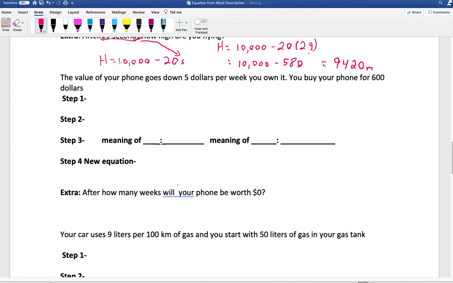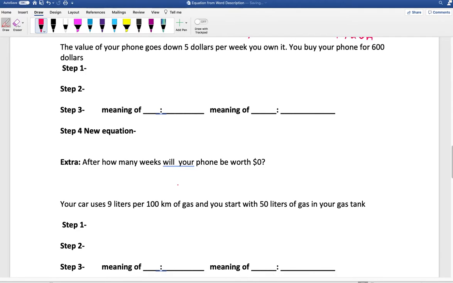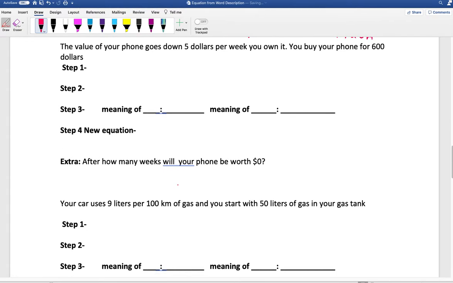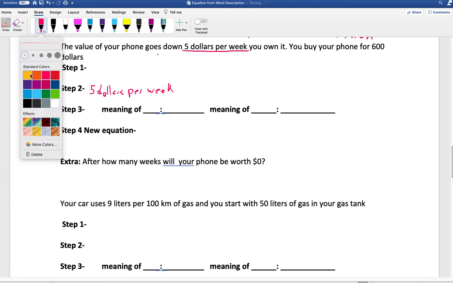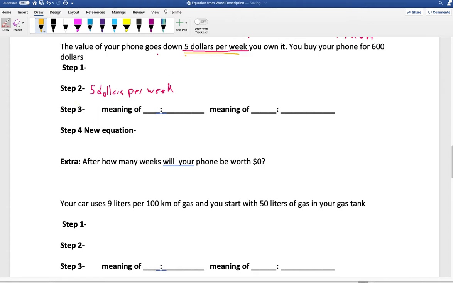So the next one here, and I want you to pause it after I read it, so you can try it out yourself. So the value of your phone goes down at $5 per week. I did not change my color, right? So $5 per week, okay? That should have been gold. Underline that gold, so we do that in gold.